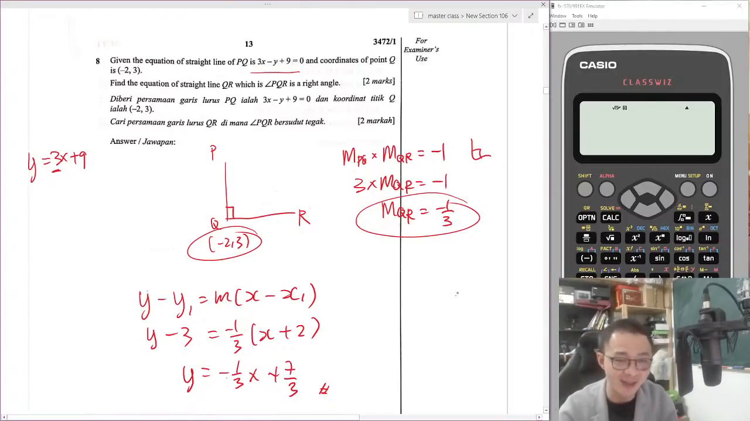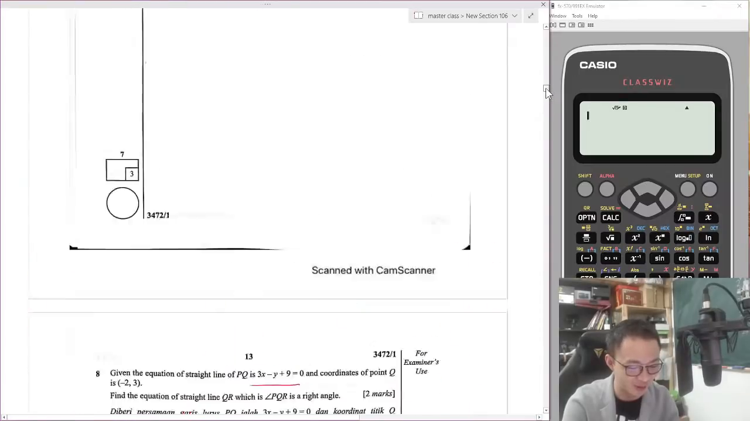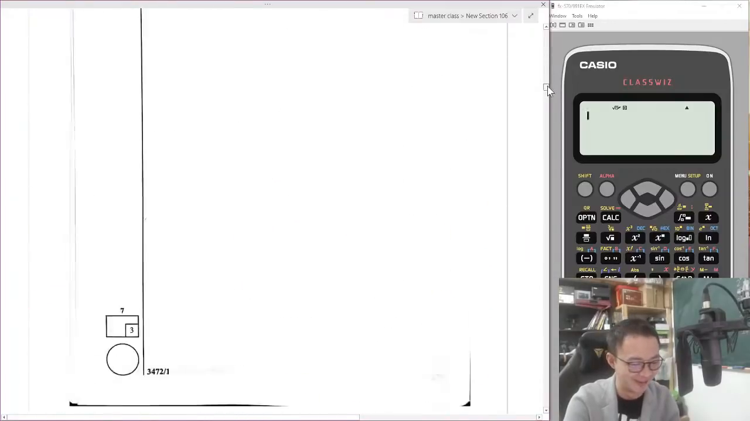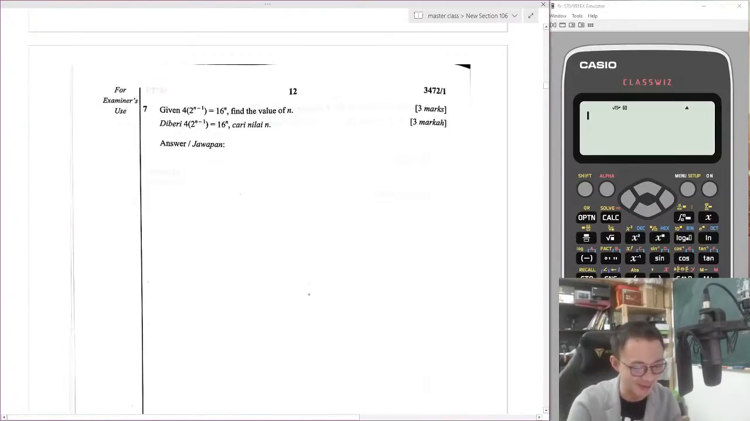Log 2y is a. Then you just change it to a. Just follow the question. Yeah, log 2y is a, so it's a over 3. Thanks for that. And then I just realized I skipped number 7. My scoring is too fast.